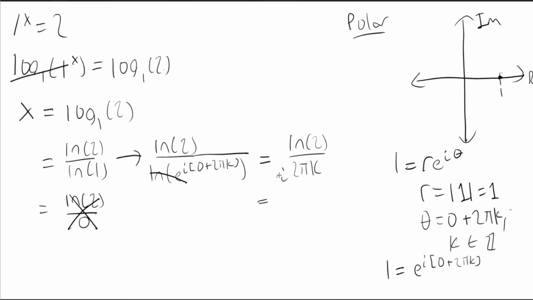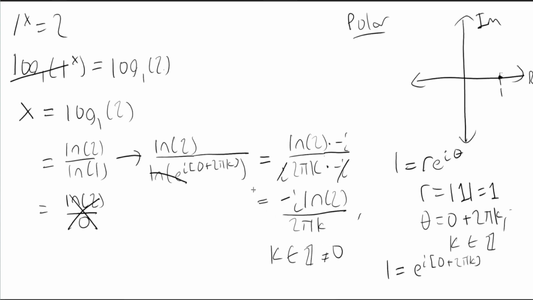So now we can multiply by negative i in the numerator and denominator. So what this does for us is i times i is negative 1. So adding in the extra negative will allow us to cancel the i in the denominator and move it to the numerator. So this is negative i times ln 2 over 2 pi k, where k is an integer not equal to 0. So this is our final solution.